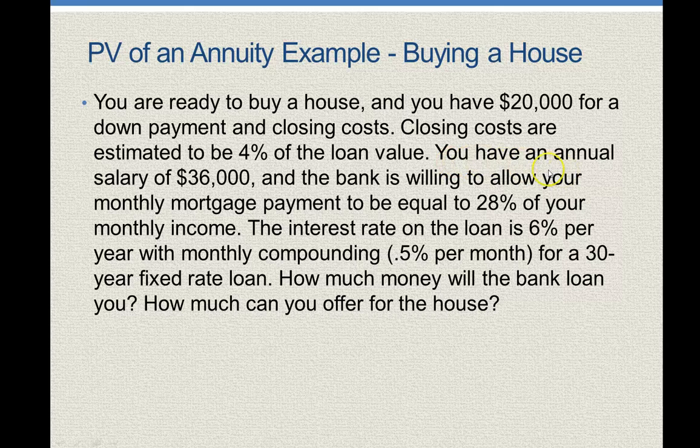And you have an annual salary of $36,000. So basically, if you divide this by 12, you can figure out the monthly salary, and that's easy to do, right? It's $3,000 per month. And the bank is willing to allow your monthly mortgage payment to be equal to 28% of your monthly income.